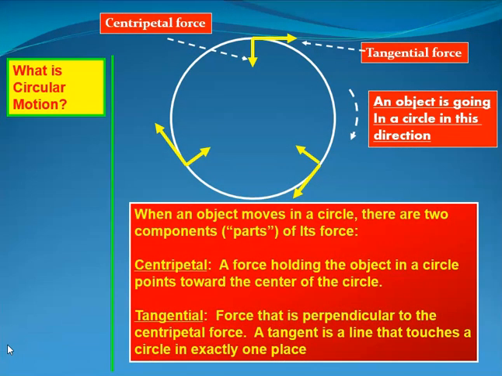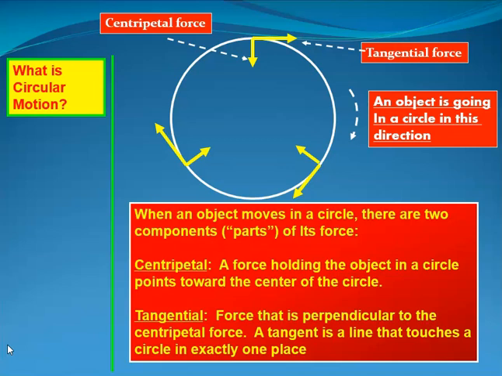So what is circular motion? When an object moves in a circle, there are two components, parts of its force. The centripetal force is the force holding the object in the circle, pointing towards the center of the circle. The tangential force is perpendicular to the centripetal force. A tangent line touches the circle in exactly one place, and that's what causes the object at any point to move sideways. So one force is holding it in, one force is moving it sideways, and if you take the resultant vector of those two vectors, you'll end up with the shape of a circle.